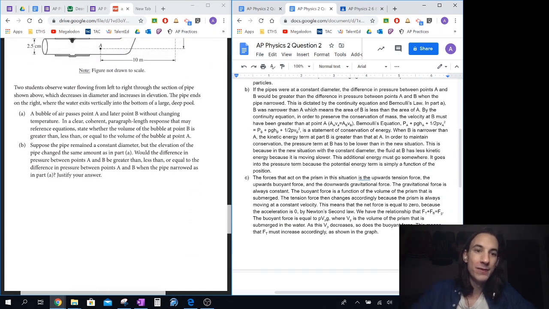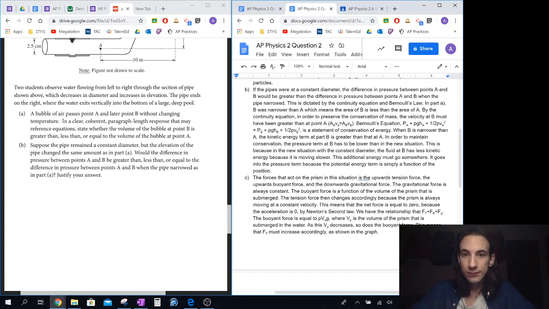Suppose the pipe remained a constant diameter, but the elevation of the pipe changed the same amount as in part A. Would the difference in pressure between points A and B be greater than, less than, or equal to the difference in pressure between points A and B when the pipe narrowed as in part A? Justify your answer. So here I justified my answer. It may be too mathematical for what they're looking for, but they didn't supply a key, so I really don't know what they're expecting on this AP test.